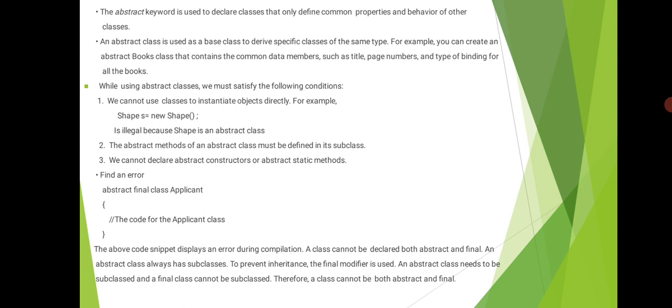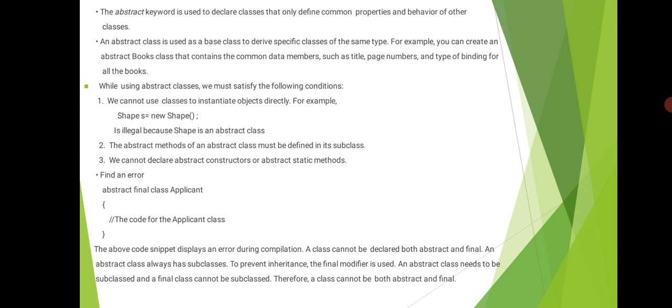Abstract classes should be inherited by the subclass, and abstract methods should be defined in the subclass. So this is opposite to final. Here, find an error. I have given some code: abstract final class Applicant. We write some code for this class.